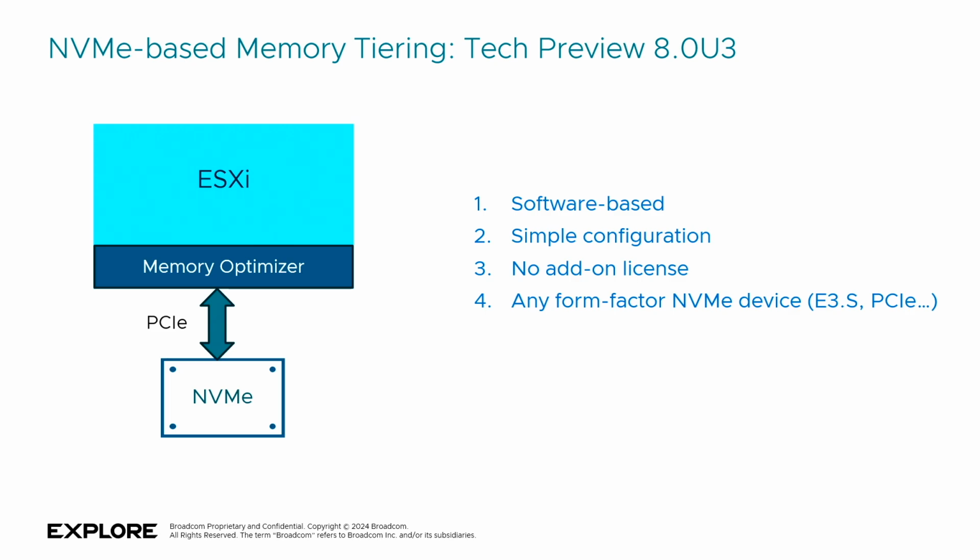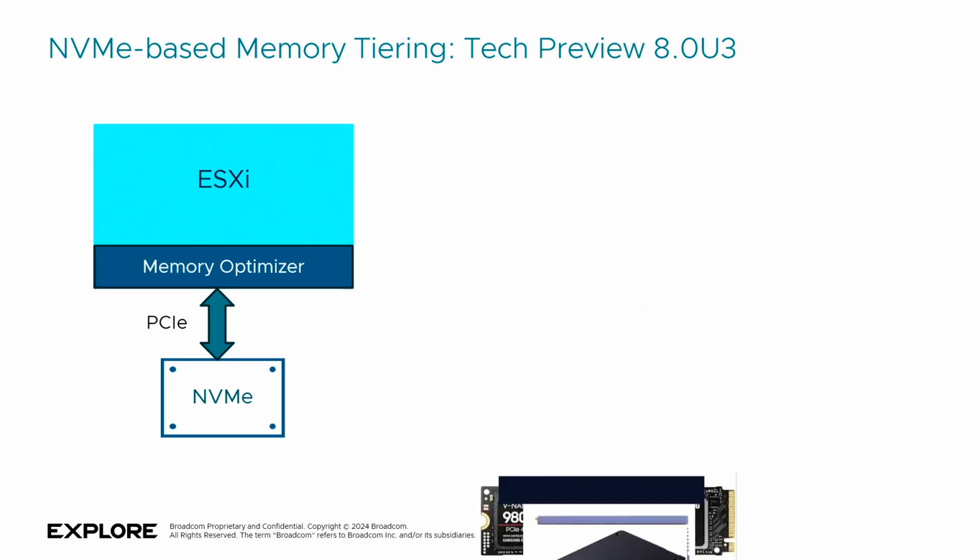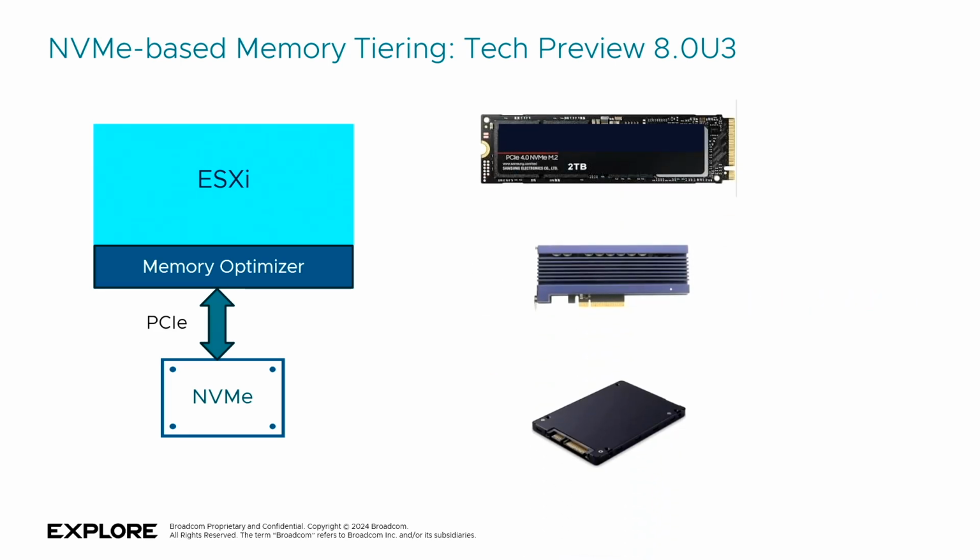So what are the attributes of NVMe-based tiering? It's software-based, completely built into our kernel subsystem, so it's part of our memory management. It has simple configuration. There are no add-on licenses, so it's available as part of VCF or vSphere, and any form factor NVMe device can be used, like an E3.S or PCIe. So here are a few examples.